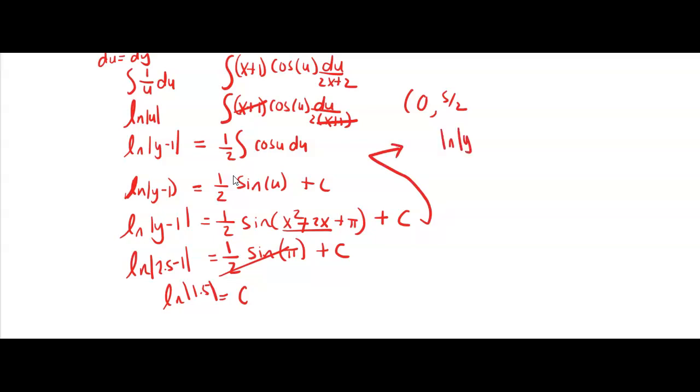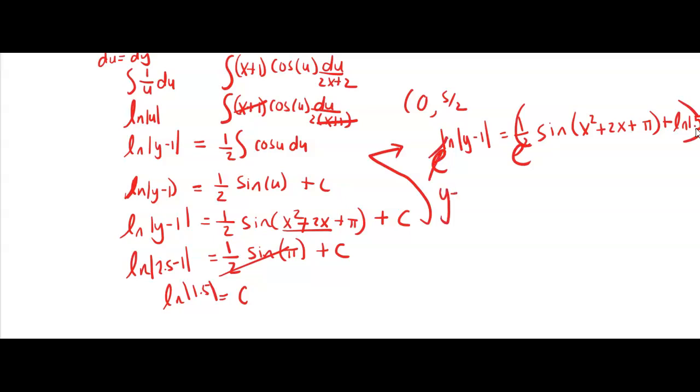So we have ln of y minus 1 is equal to 1/2 sine of x squared plus 2x plus pi plus ln of 1.5. There we go. All right, the last step is to get that y by itself. So we're going to exponentiate both sides. We're going to make both sides become a power of e. On the left side, these go away. So I'm just left with y minus 1. And on the right side, we have an e with a big old exponent on it.